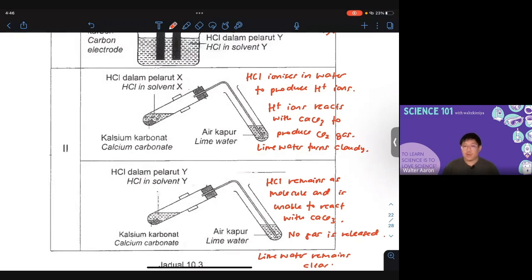And then for the other one, notice that HCl remains as a molecule because it doesn't dissociate. So then it will be unable to react with this calcium carbonate. No gas is released, lime water remains clear because there's no presence of carbon dioxide.